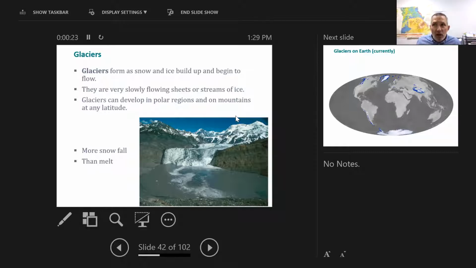So again, there's a couple of different places that can have more snowfall than melting. These are usually limited to either polar regions or mountainous regions at any latitude. Just like we just got done talking about with the atmosphere, the closer you are to the North Pole or the South Pole, the colder it will get. But also if you go up in altitude, the cooler it will be. And again, you just need conditions to have more snowfall than melting over a number of years, and then you're going to end up with snow that is going to build up and flow.